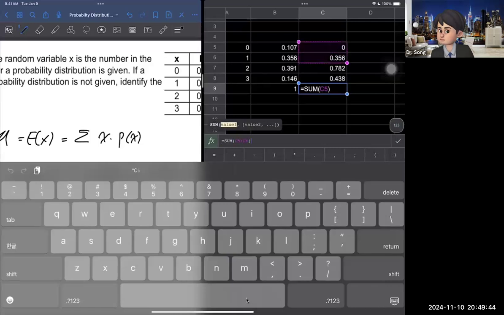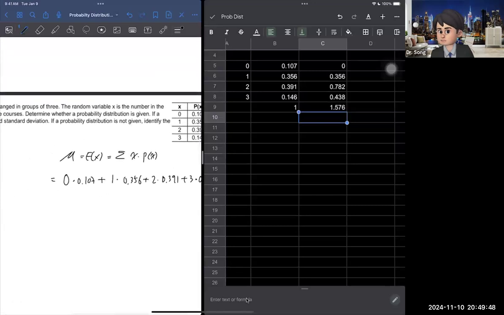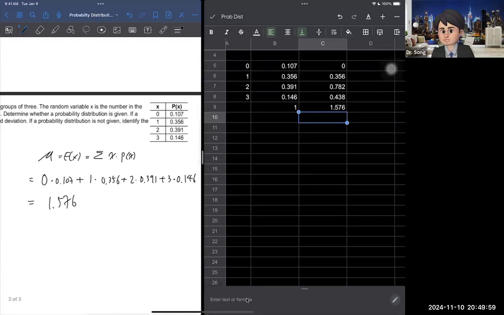Then it gives me the 1.576, that's the mean. So here I'm using the Excel and I found this mean, which is 1.576. Of course, you can calculate by hand, but it's a little bit annoying to calculate this one. So that's why I prefer to use the Excel.